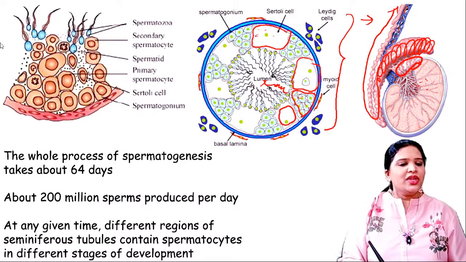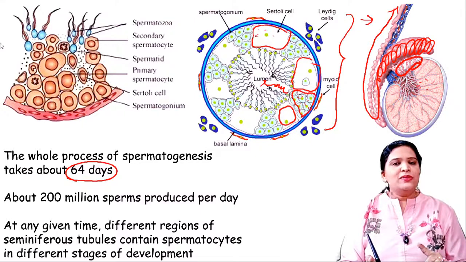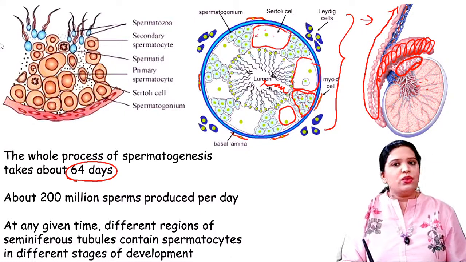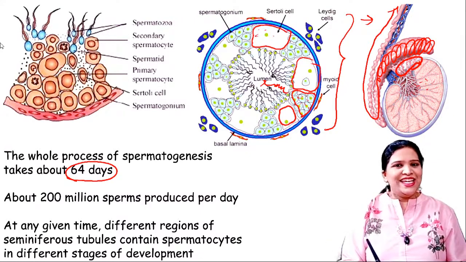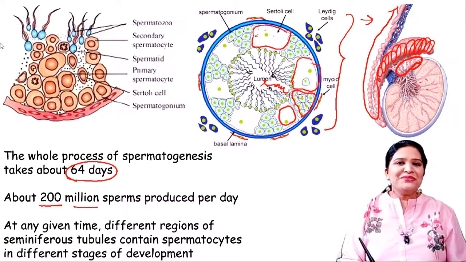Okay, so the whole process of spermatogenesis takes about 64 days. For one cell we are talking about. For one sperm cell to be produced from the primordial germ cell till the adult sperm, it will take 64 days. Similarly, millions of sperms are produced daily. Okay, so in an adult, around 200 million sperms are produced per day.